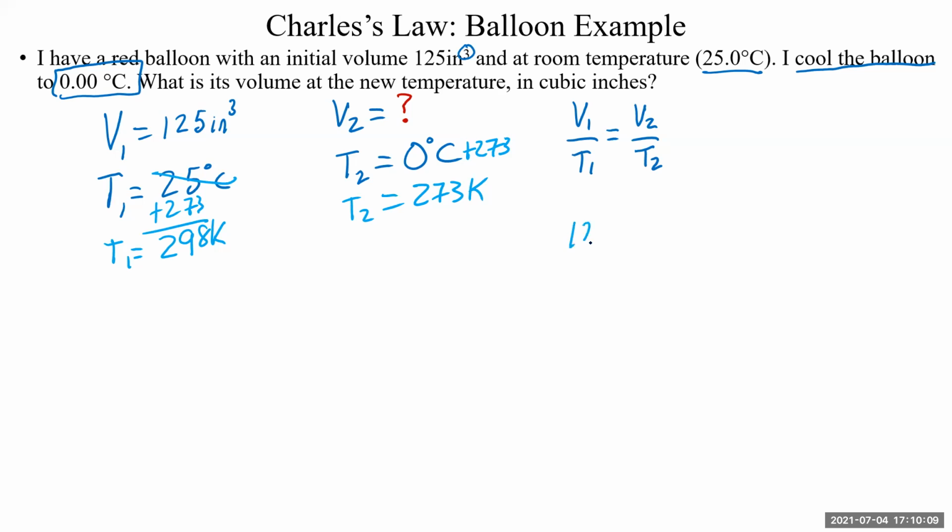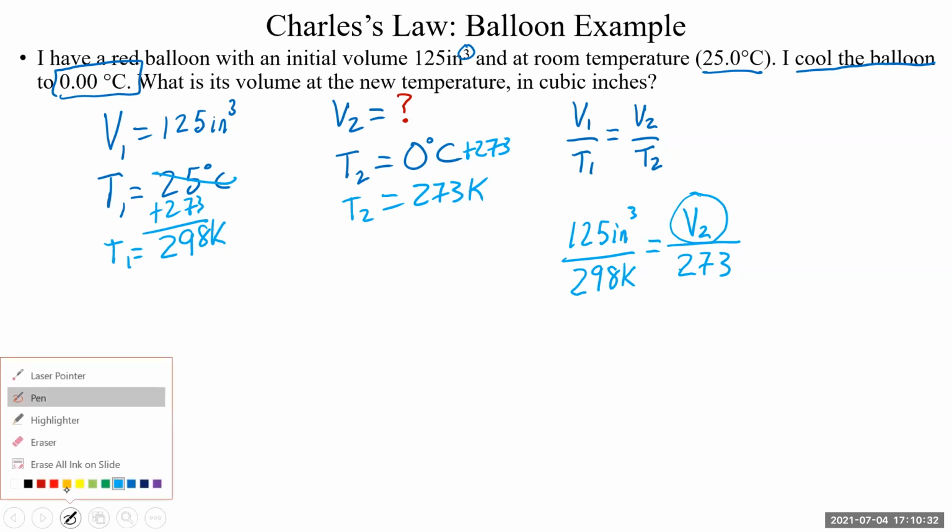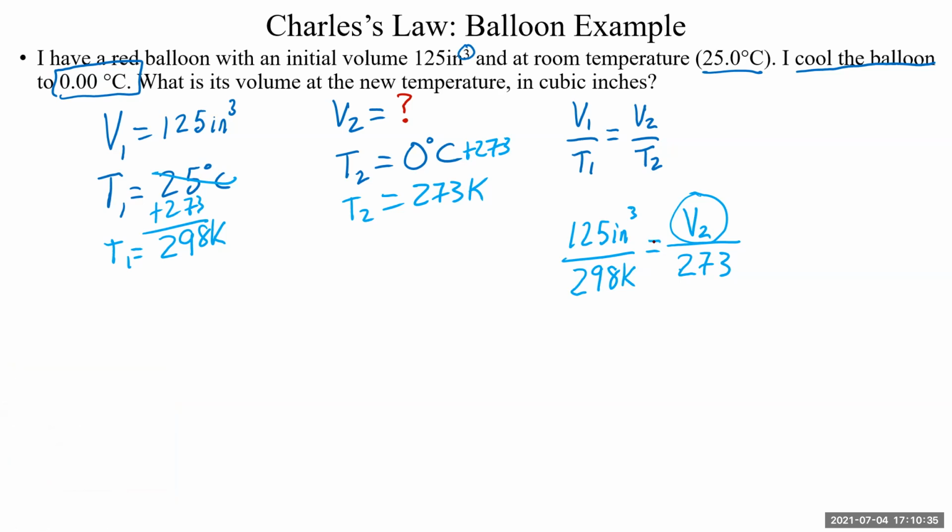We plug it in. We have our volume 1 of 125 cubic inches, our temperature 1 of 298 kelvins, our volume 2, which we're supposed to solve for, so I'll just write V2 here, and our temperature 2 of 273 kelvins. We get V2 by itself on one side by cross multiplying. Or another way, which is even easier, is to recognize that across an equal sign, you can only move things diagonally. You cannot move anything straight across. So I'm going to move the 273 to the upper part of the other side of the V2.